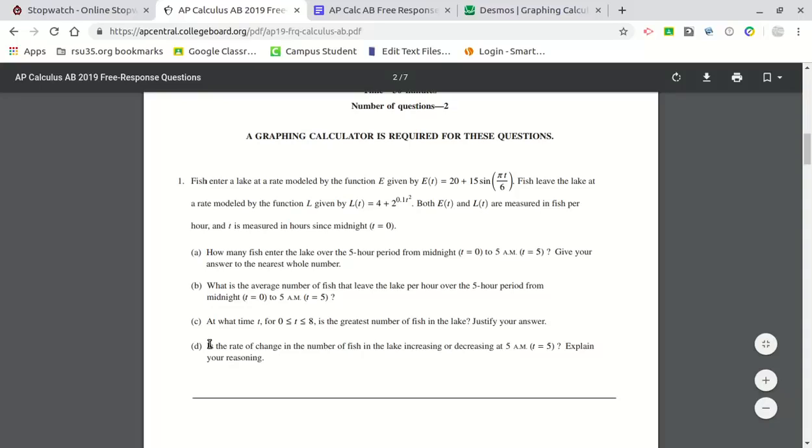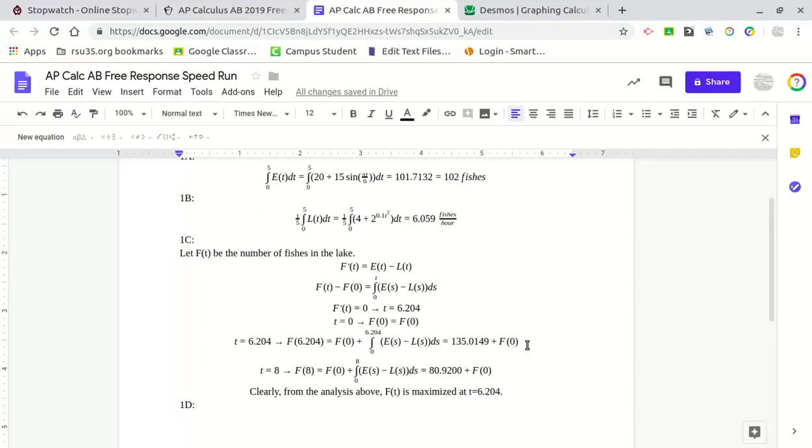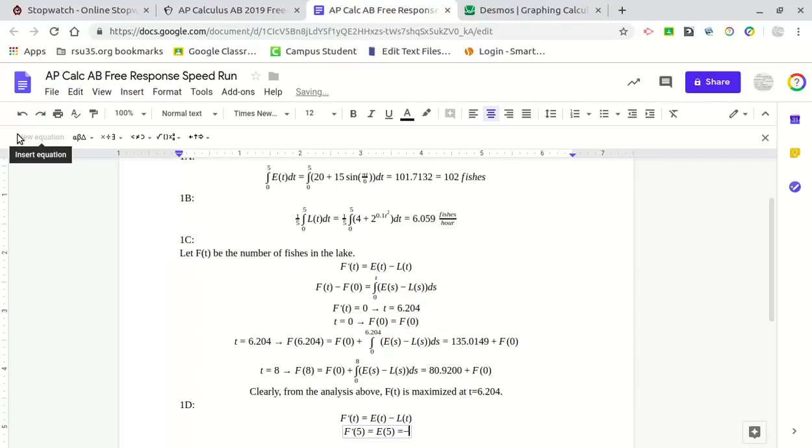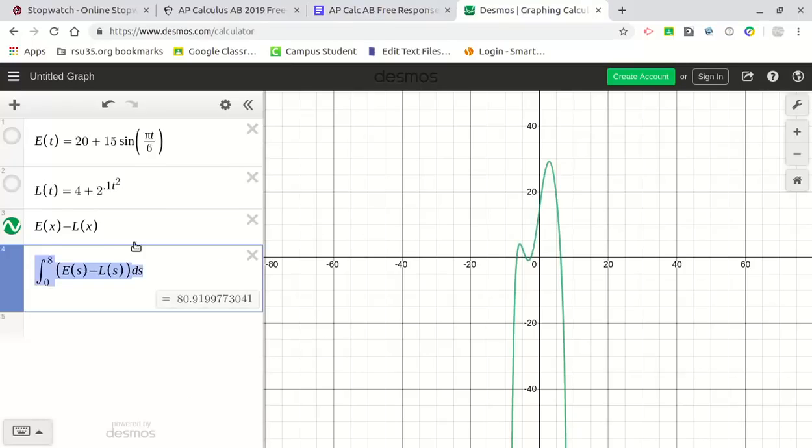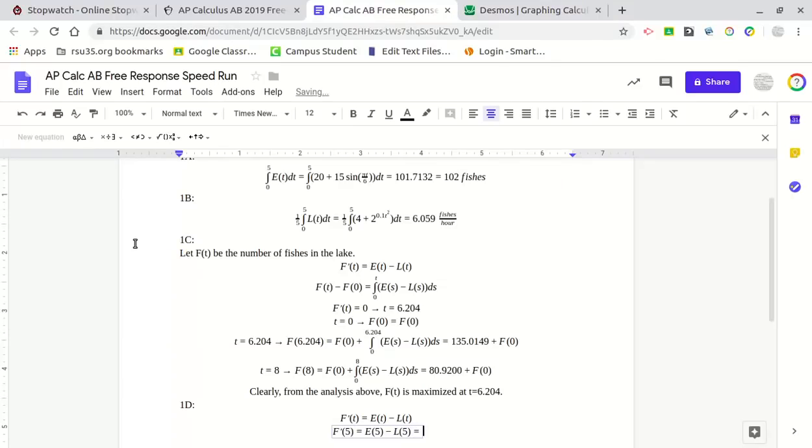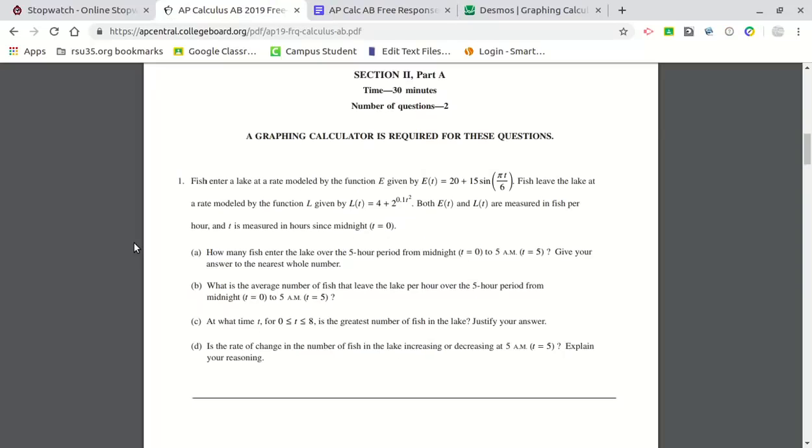Is the rate of change in the number of fish in the lake increasing or decreasing at 5 a.m.? As I said before, f prime of t, the rate of change of the number of fish in the lake, is e of t minus l of t. So f prime of 5 is e of 5 minus l of 5, which is 17.8431 fish per hour. Then I can use this to justify whether the rate of change in the number of fish is increasing or decreasing.